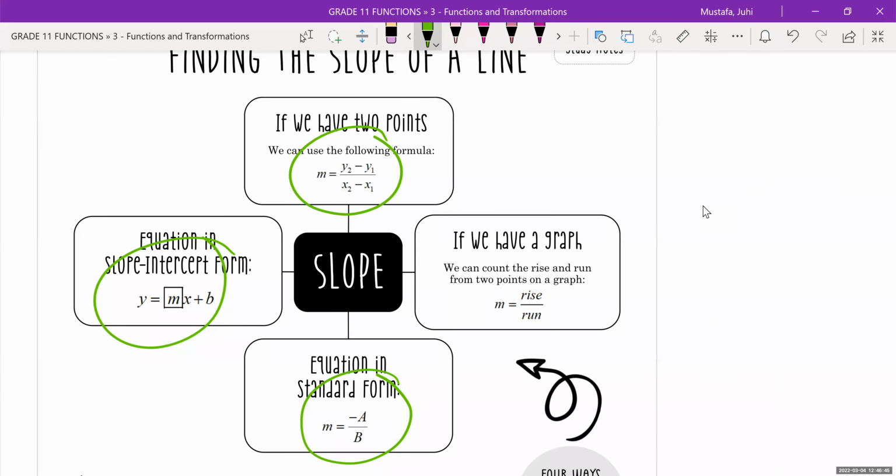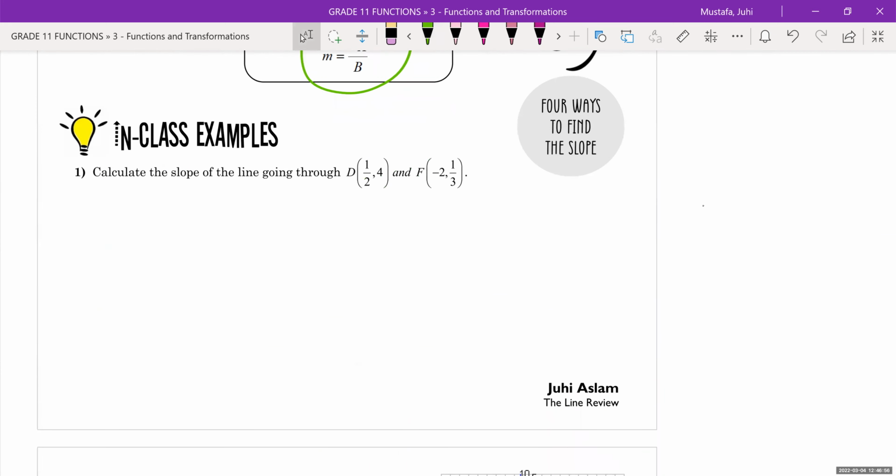And then here's a formula that might seem familiar to you. If you have 2 points, you can use the formula m is equal to y2 minus y1 over x2 minus x1. Let's try an example of that formula. So calculate the slope of the line going through D, which is a half comma 4, and F, which is negative 2 comma 1 over 3.